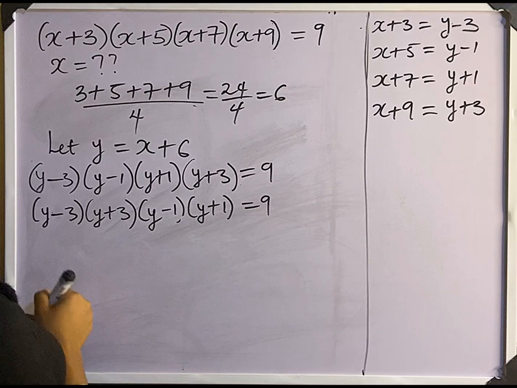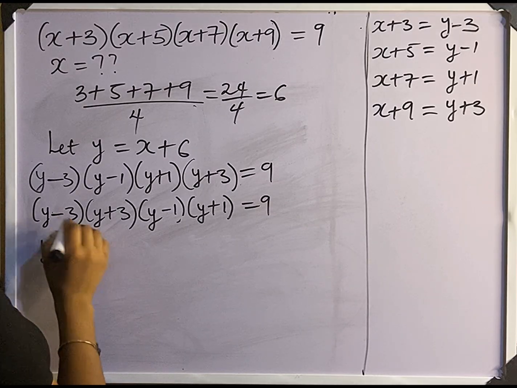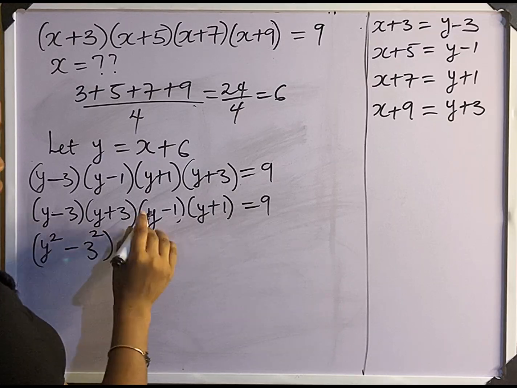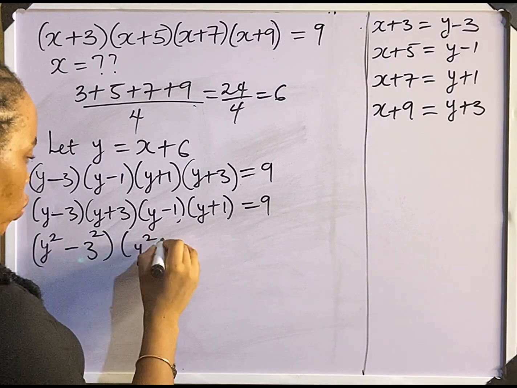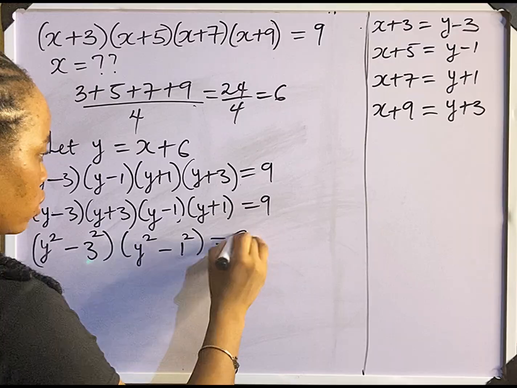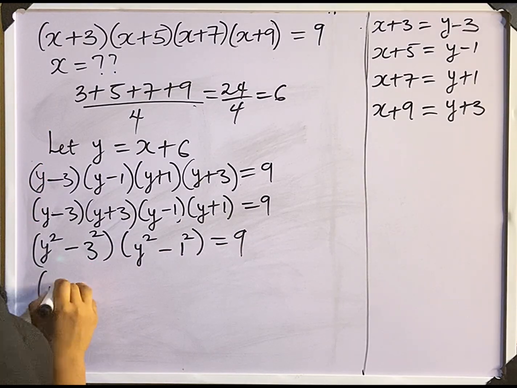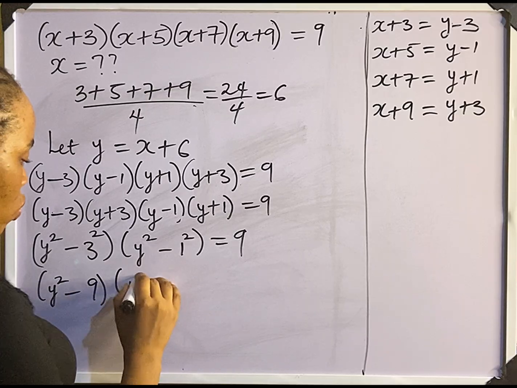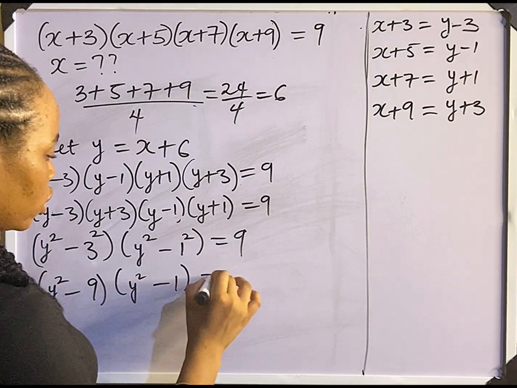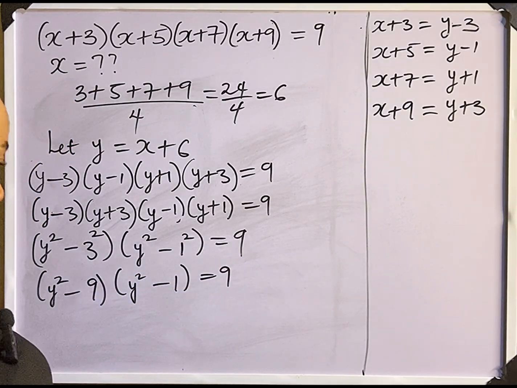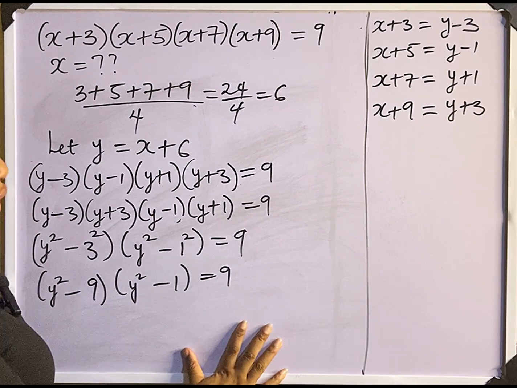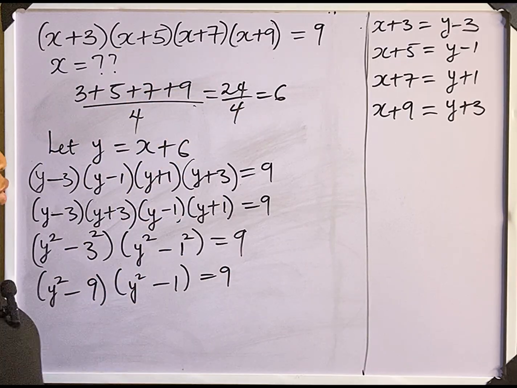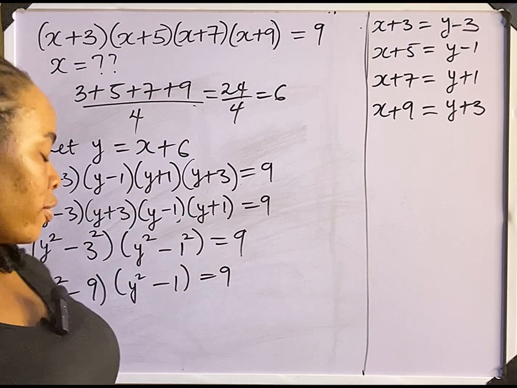So this becomes what? y squared minus 3 squared. And then this becomes what? y squared minus 1 squared equals 9. Of course, we know that y squared minus 3 squared is y squared minus 9, and then y squared minus 1 squared is y squared minus 1, equals 9. Yes. Now, we are gradually breaking this down, bringing it into a more simplified form.